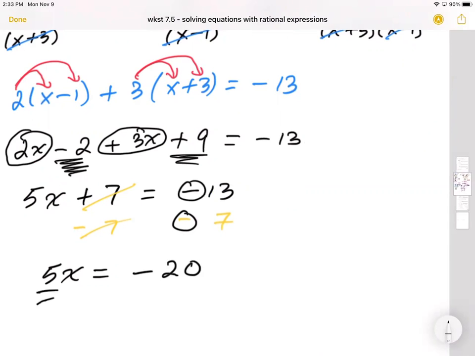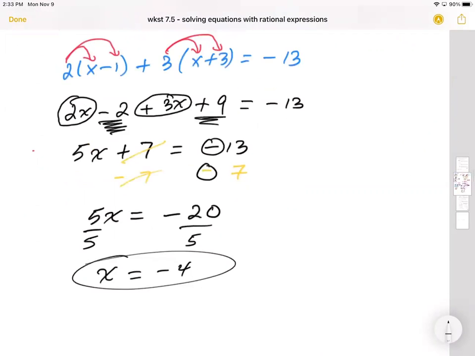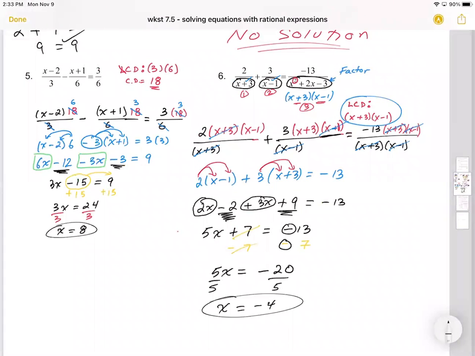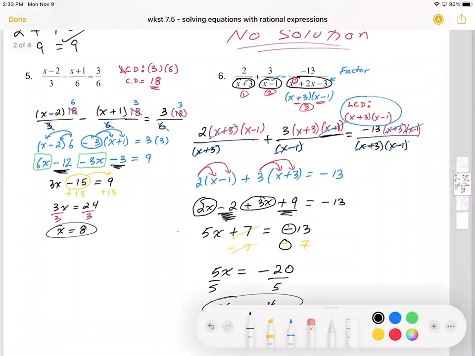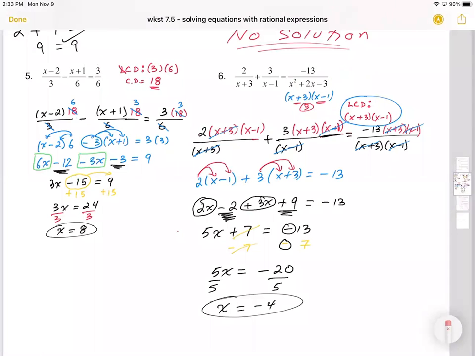And again, how do I get rid of the 5? I divide by 5 on both sides. Therefore, x is equal to negative 4. Again, this is what we need to do in terms of the LCD, in terms of what we need to do with this particular item.